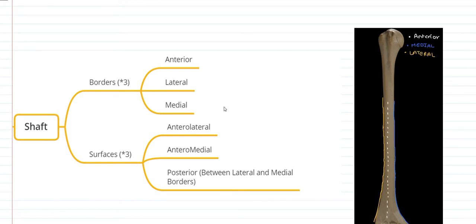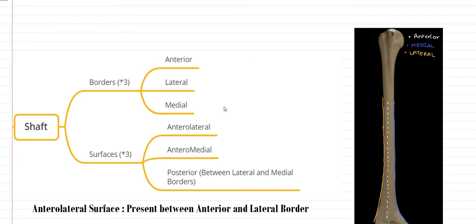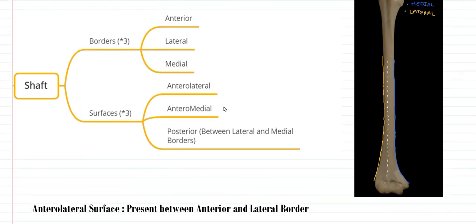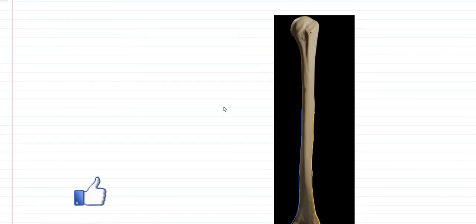The region between the anterior and the medial border is the anteromedial surface. The region between the anterior and the lateral border is the anterolateral surface, and the region between the medial and the lateral border is the posterior surface, which can be seen in the posterior view of the humerus. It represents the posterior surface of the humerus.